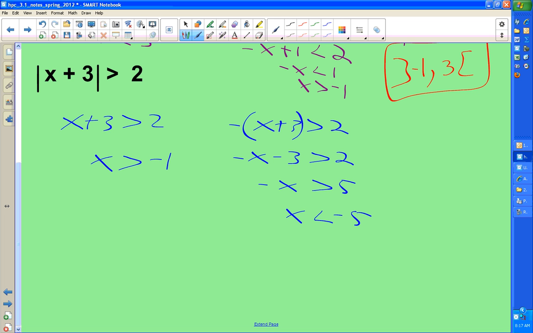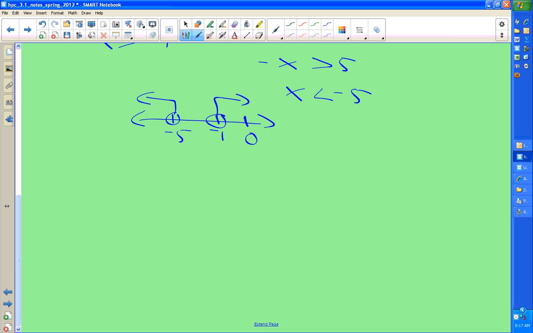If you look at them graphically, here's negative 5, here's negative 1, here's 0, they would go away from each other. When they go away from each other, that's an OR situation. Either one would be an acceptable answer. So you have to look at those as separate intervals.